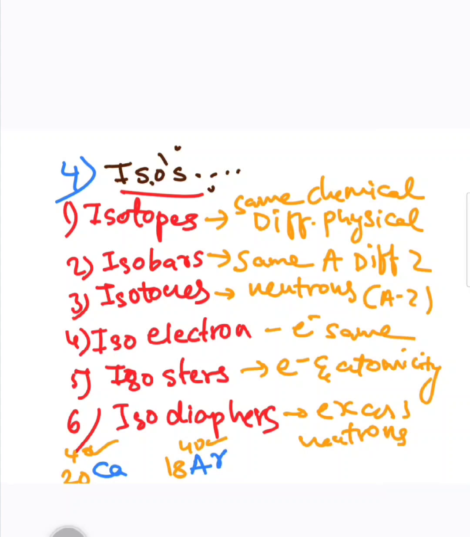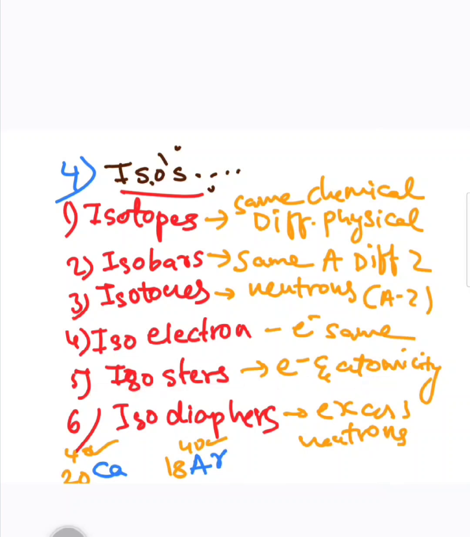Next, isoelectronic. What is isoelectronic? Same number of electrons. Iso is nothing but same, and electronic is nothing but electron. Having the same number of electrons is called isoelectronic. Then next, isosteres. What are isosteres? Same number of electrons and same atomicity. Species having the same number of electrons and the same atomicity are called isosteres.